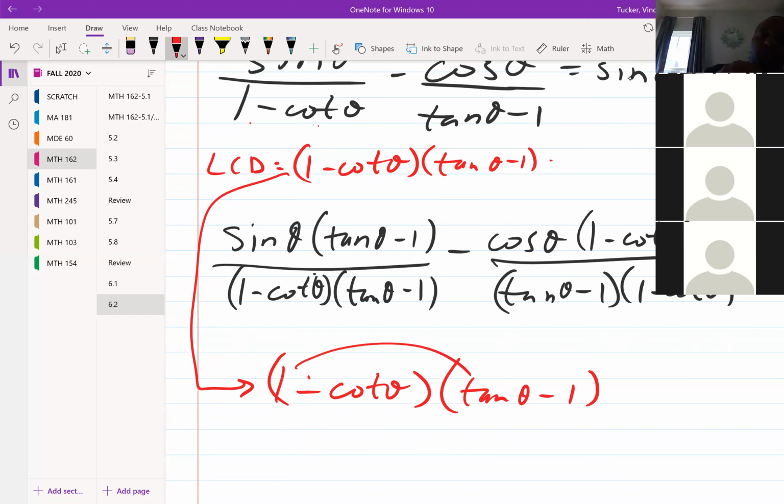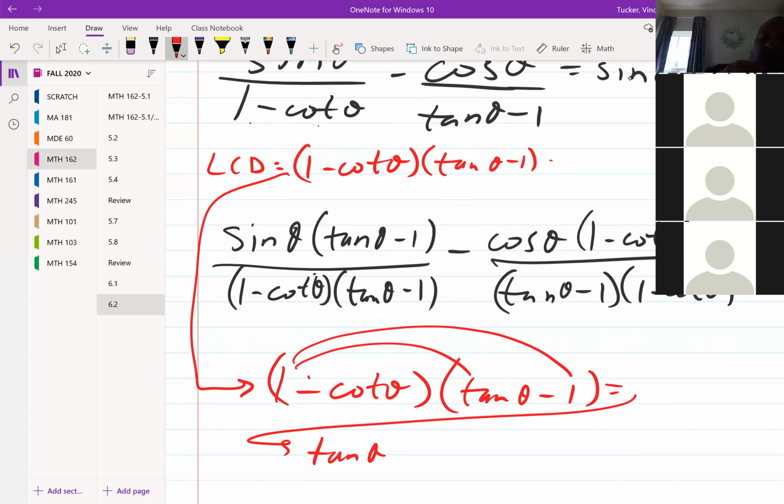So if I distribute that, that'll be tan theta. Then one times negative one is negative one. And cotangent times tangent is negative one. Negative cotangent times tangent is negative one. And then I have a negative cotangent times one, so that's going to be a cotangent. No, it didn't cancel out like a one to two.